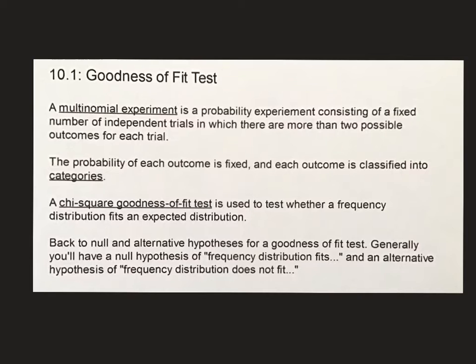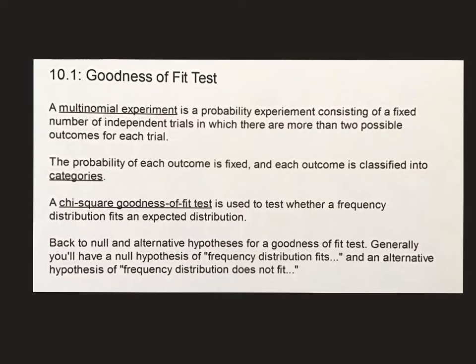So, some vocab throughout this. A multinomial experiment is a probability experiment consisting of a fixed number of independent trials in which there are more than two possible outcomes for each trial. The probability of each outcome is fixed, and each outcome is classified into different categories. And then to do a goodness of fit test, we use a chi-square test. So we're testing whether a frequency distribution is going to fit what it is expected to do.